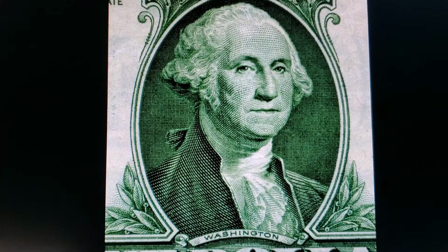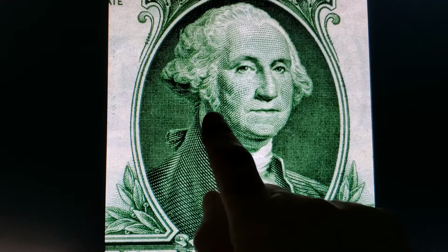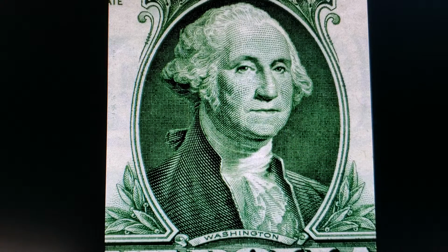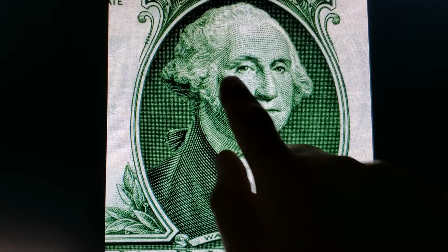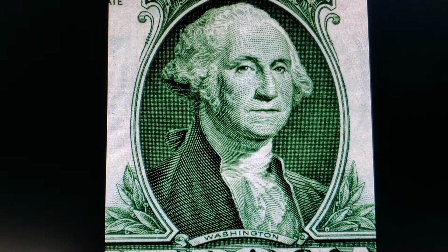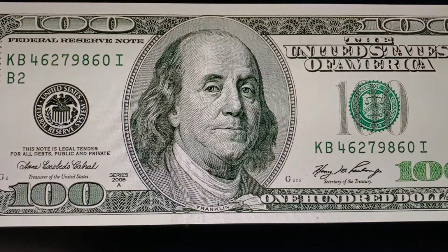Here's George Washington up close, and you can see on his cheek the lines are very concentrated and close up, and here the lines become further apart. They use a series of lines. Here the lines are following the contours of hair. Here they're following the contours of his head. Okay? You see the same thing in a $100 bill and a $5 bill and so on.